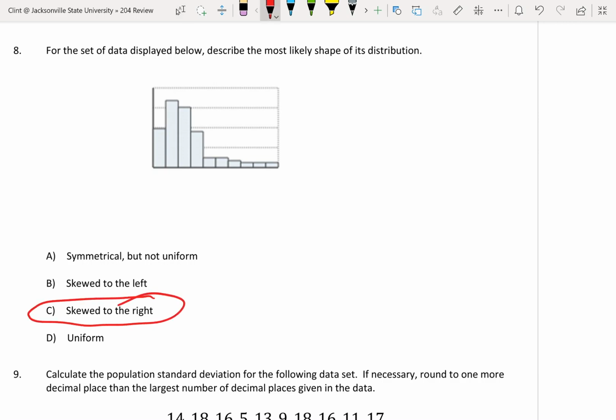Uniform as if they're all about the same height. Symmetric as if one side looks like a reflection of the other side. And skewed to the left would be the opposite of this, right? We'd have the skinny tail on the left side and most of the data would be on the right. Those are the 2 hard ones to tell the difference between, just remembering which one's which.